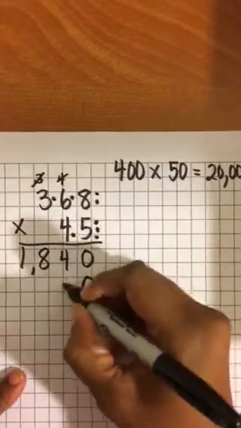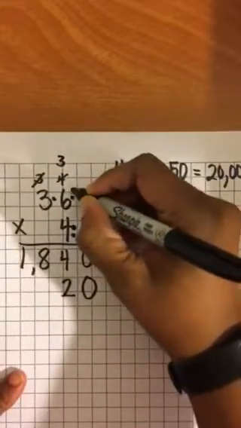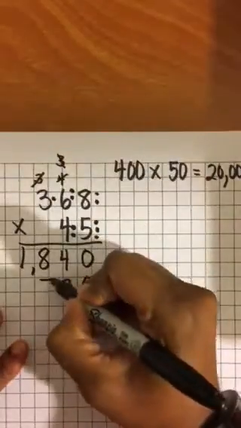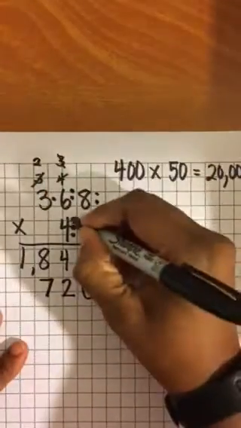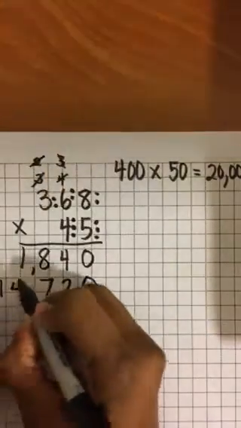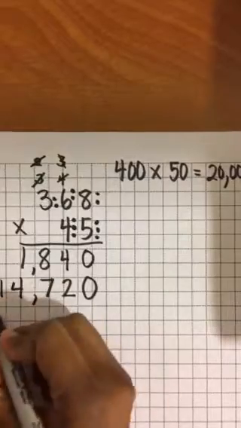4 times 8 is 32. Bring down the 2, carry the 3. 4 times 6 is 24, plus 3 is 27. Bring down the 7, carry the 2. 4 times 3 is 12, plus 2 is 14. So 368 times 40 is 14,720.